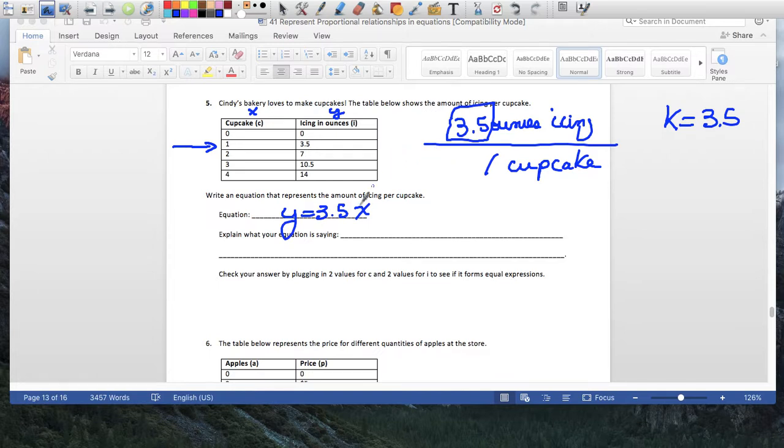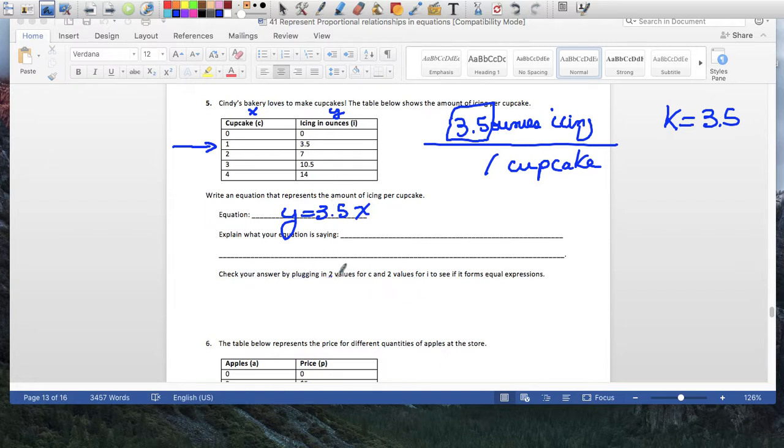So 1 cupcake, I use 3.5. 2 cupcakes, it'd be 2 times 3.5, which obviously you can see here is 7. 3 cupcakes would be 3 times 3.5, which is 10.5, and so forth. So I can use this equation to find out.